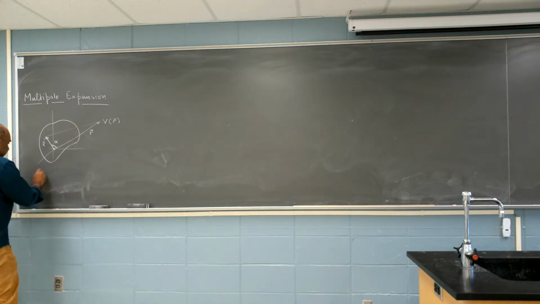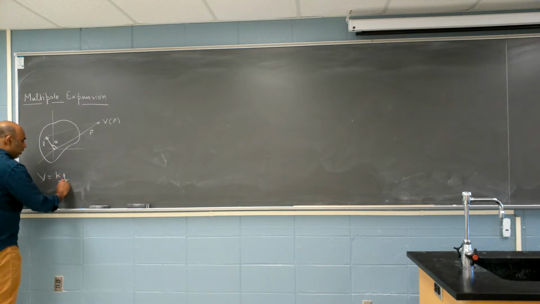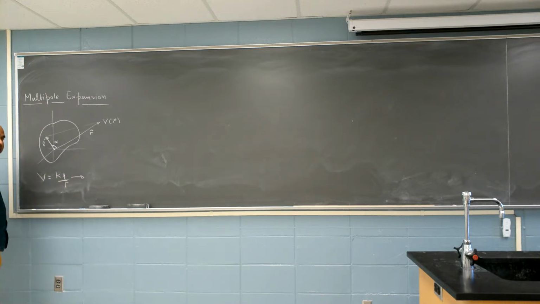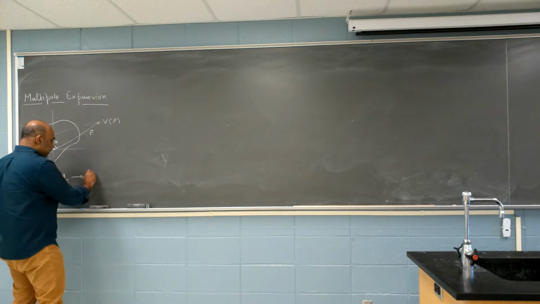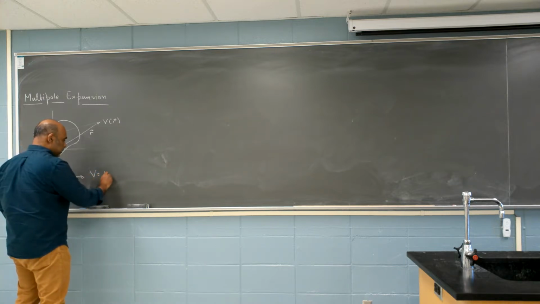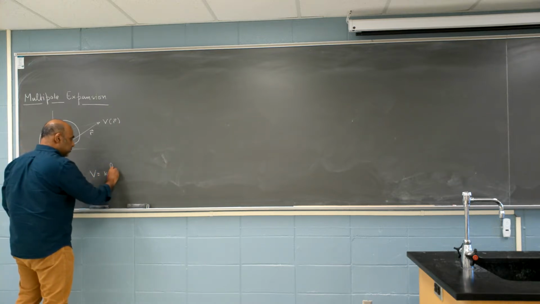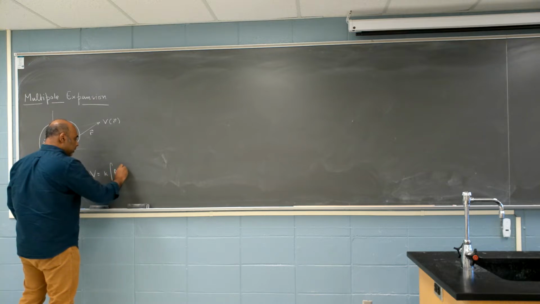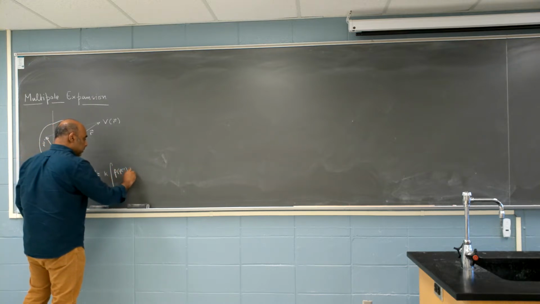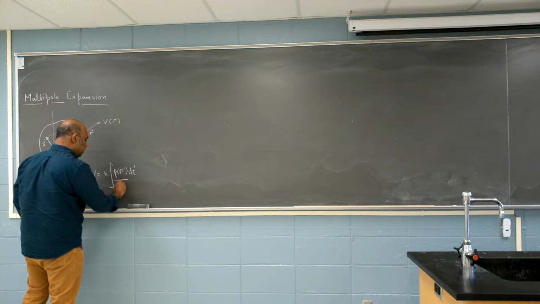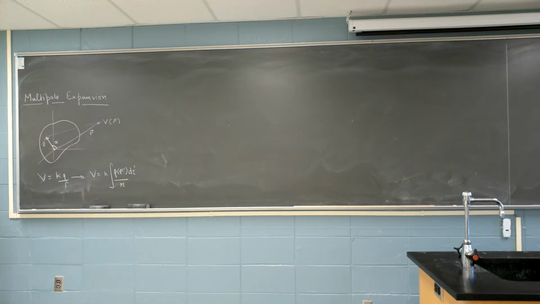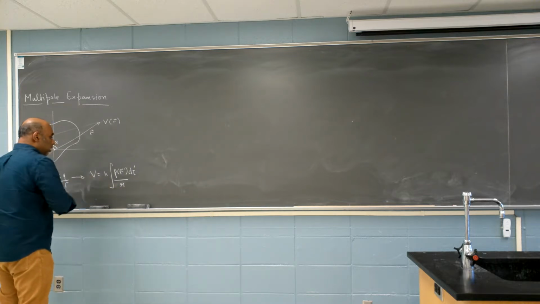So from a simple notion of kq over r, for extended objects, we can extend this to rho of r prime d tau prime over the separation. Okay, that's where this is effectively coming from. But we have done a better job of this.